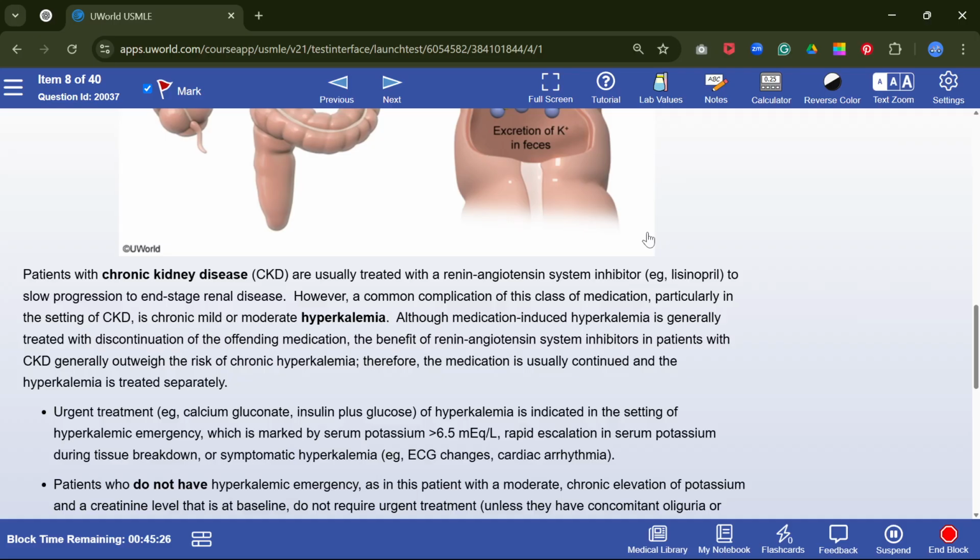Although hyperkalemia is usually treated with discontinuation of the offending medication, the benefit of RAS inhibitors in patients with CKD generally outweighs the risk of chronic hyperkalemia. Therefore, the medication is usually continued and the hyperkalemia is treated separately.